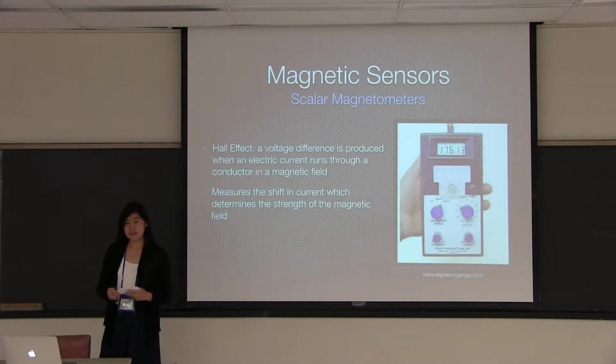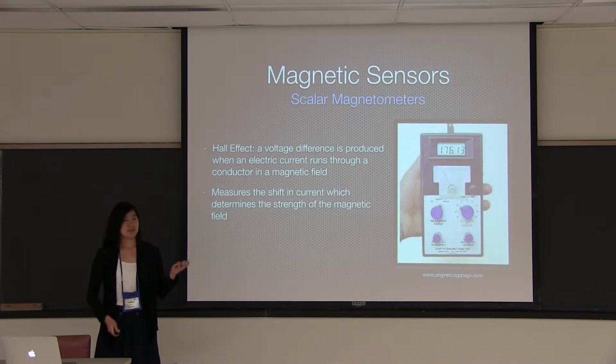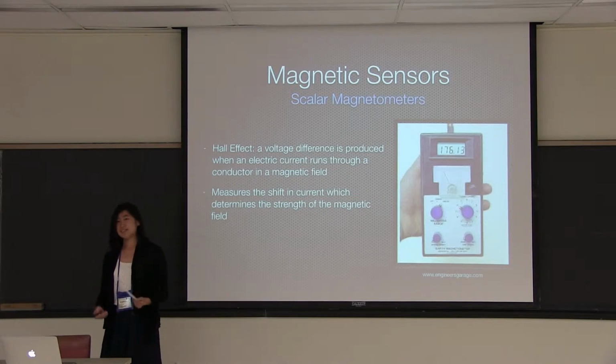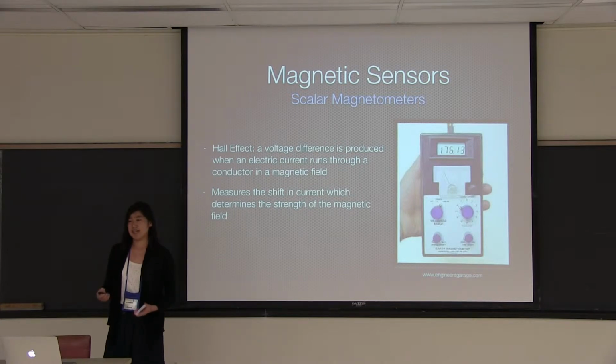And now onto magnetic sensors, as I was talking about magnetic fields before. There's something called a scalar magnetometer. So it works basically because of Hall's effect. This says that when a conductor is in a magnetic field and a current runs through, it will actually make a voltage difference. So the magnetometer is able to measure the shift in current, and that will help it determine the strength of the magnetic field.